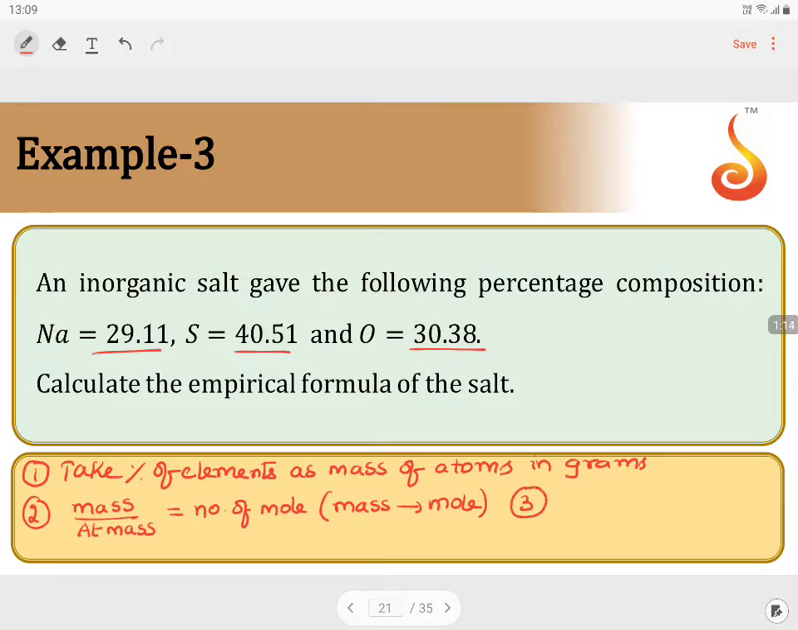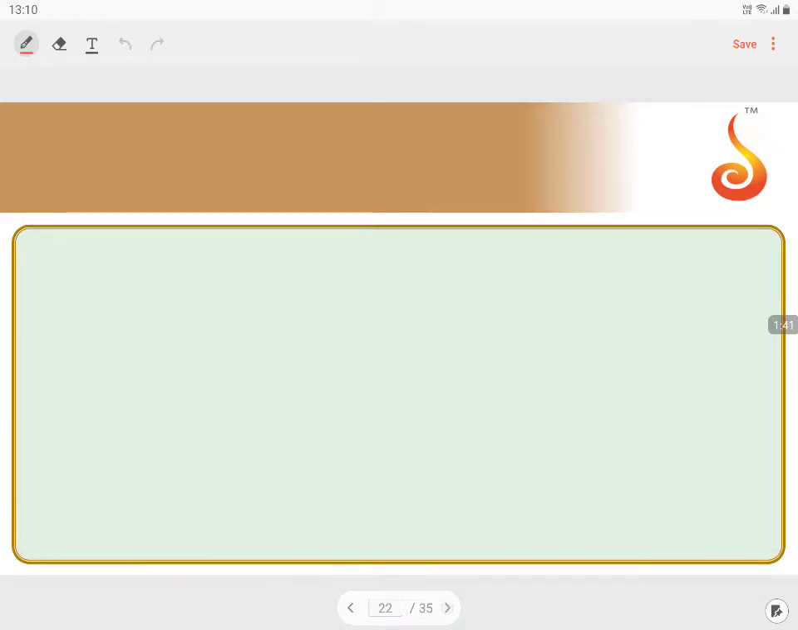Moving to the third step, take the ratio of moles of atoms, which gives you the simplest whole number ratio as the empirical formula. This becomes your empirical formula. So in 3 steps we are going to convert this particular data into the empirical formula. Let us take this first one.